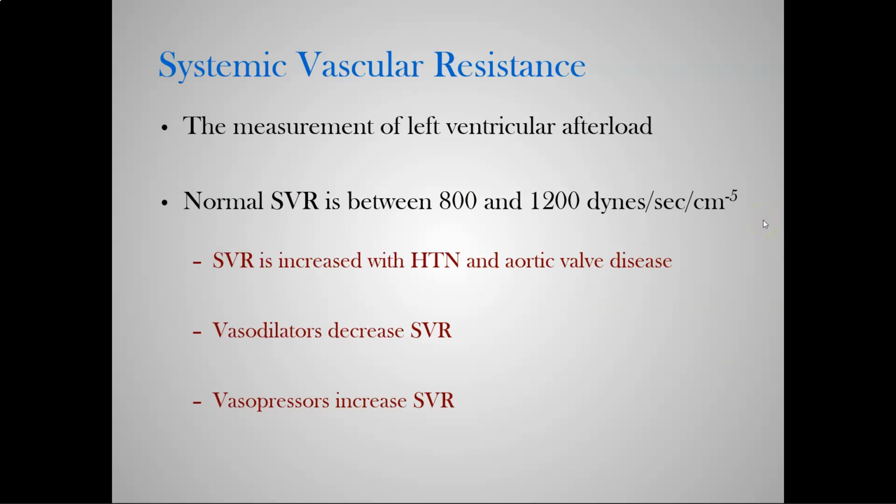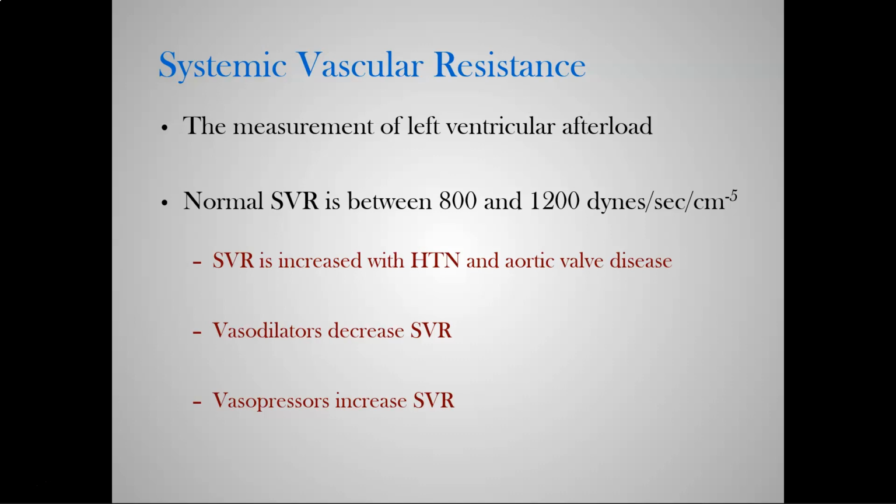How do we measure systemic vascular resistance? We measure it in dynes per second per centimeter to the negative fifth power. What you need to know is that it's between 800 and 1200. Some books say 900 and 1200. I'm perfectly fine with either one. You must know 800 to 1200 for me. I will test you on this value.